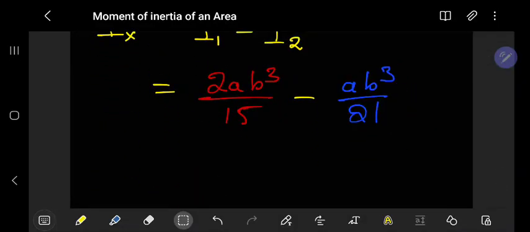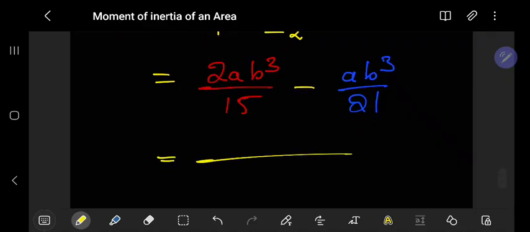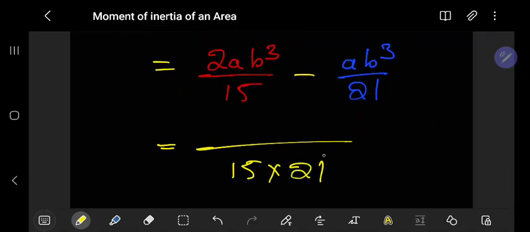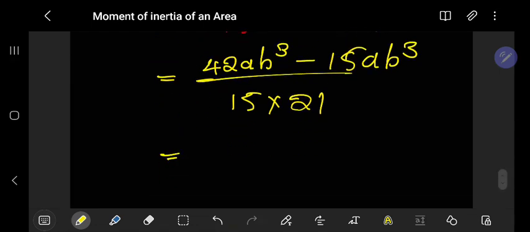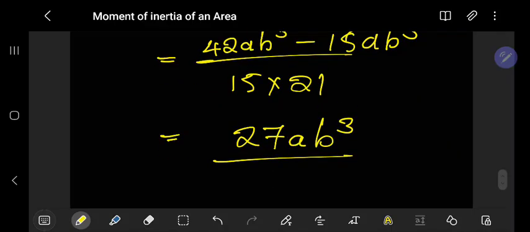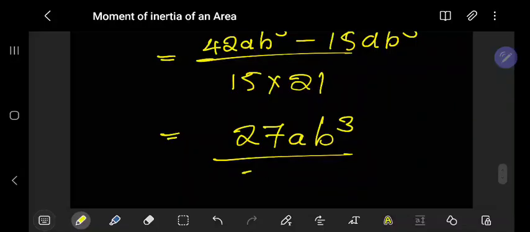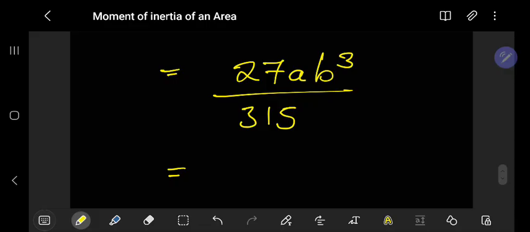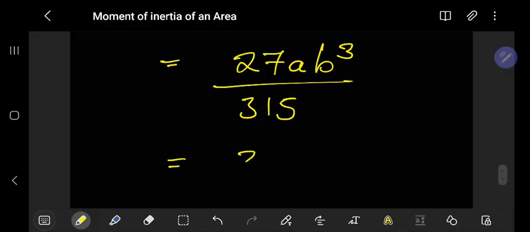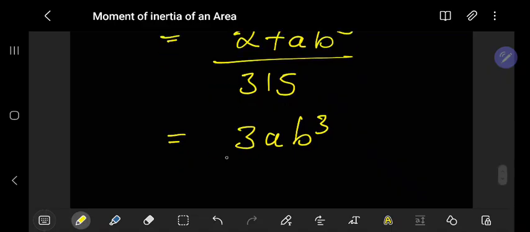So let's get the difference here. So common denominator, this will be 15 by 21, and then this will be 2 by 21, which is 42, ab to the 3, then minus 15, ab to the 3. From here, the difference on top will be 27, ab to the 3, over the product in the denominator will give us 315. Now from here, we just simplify this, divide both the top and the bottom by 9. And what we're going to get is going to be 3ab to the 3 divided by 9 into 315 will go 35 times.